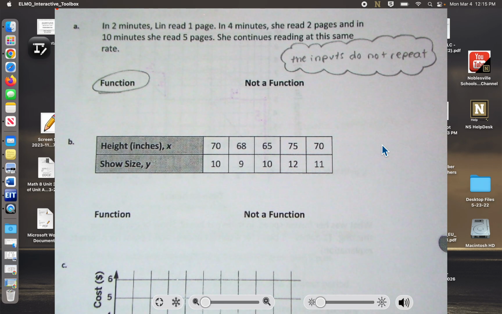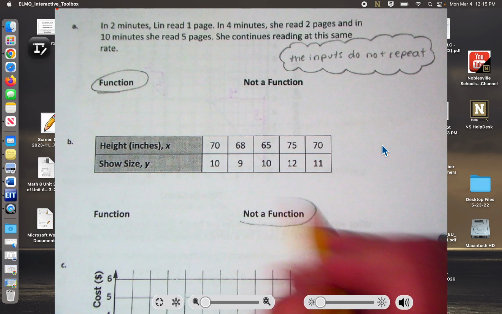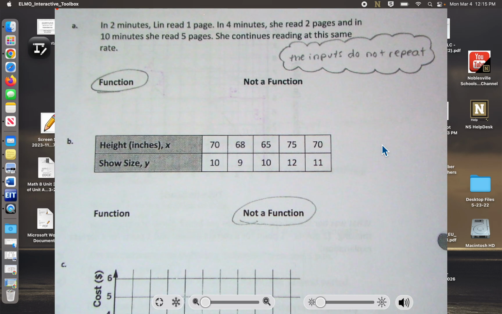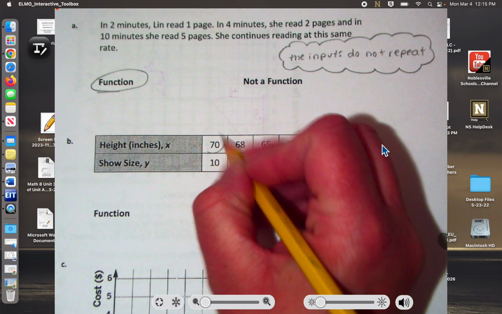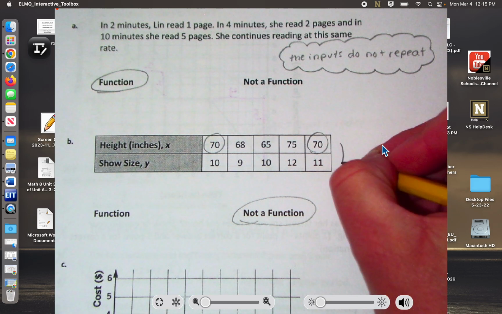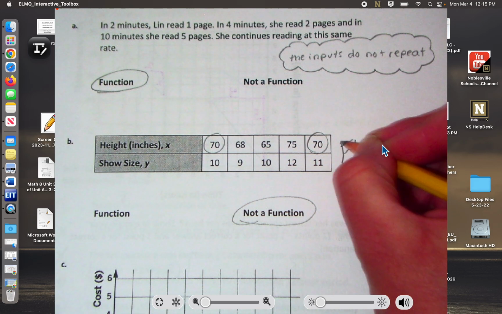How about your height and your shoe size? Function or not a function? What do you think, Vlad? Not a function. Why? Yeah, we have the red flag. What's our red flag? We have both 70s as our input. So let's draw another little red flag.